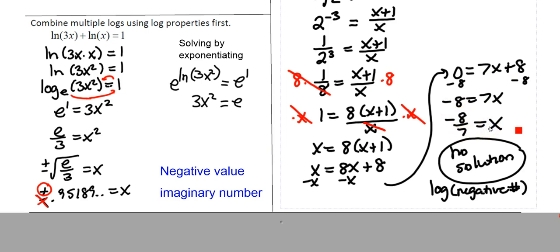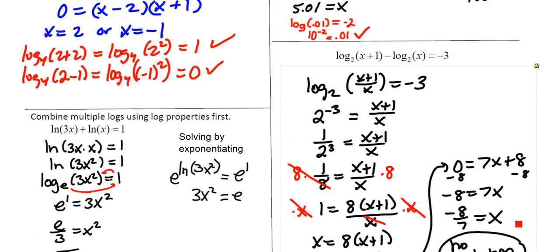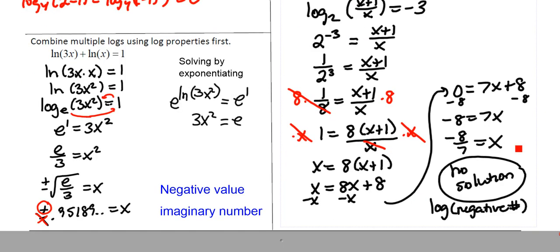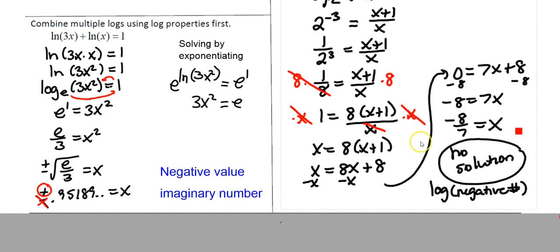Now I want to show you on the calculator something interesting, and this would have also happened if you'd tried to check the previous problem. Notice that if we put in negative 8/7 for x, we would get a log of a negative number, which we're not allowed to use. That we get imaginary solutions. So I want to show you this on the calculator.